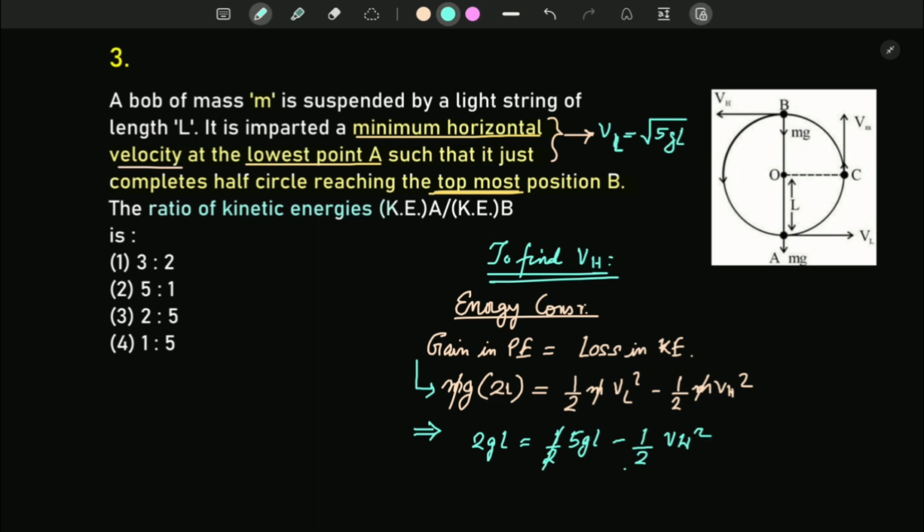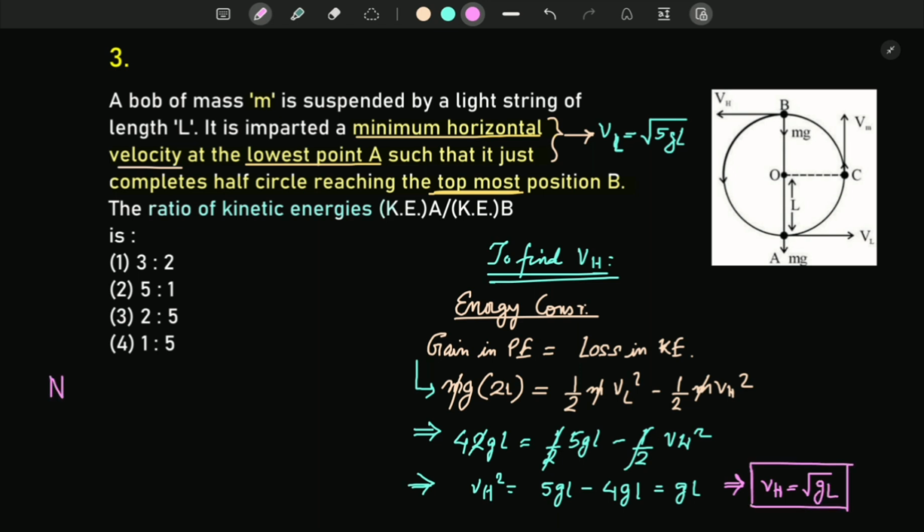So if I take half from this side, I am getting 4. So ultimately I will get VH square equals 5GL minus 4GL, which is GL. So our VH equals under root GL. This is also an important relation.